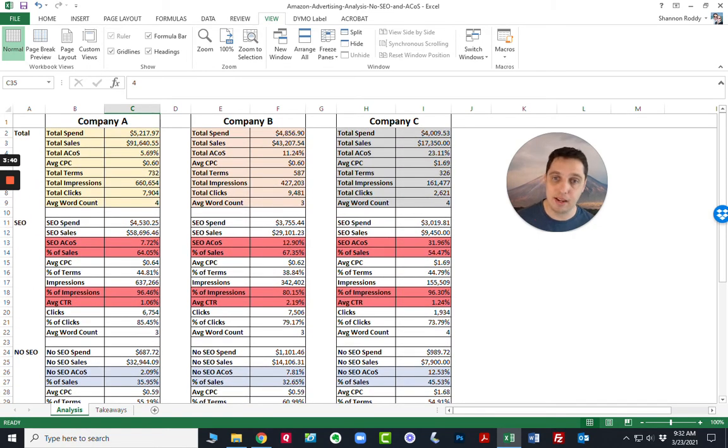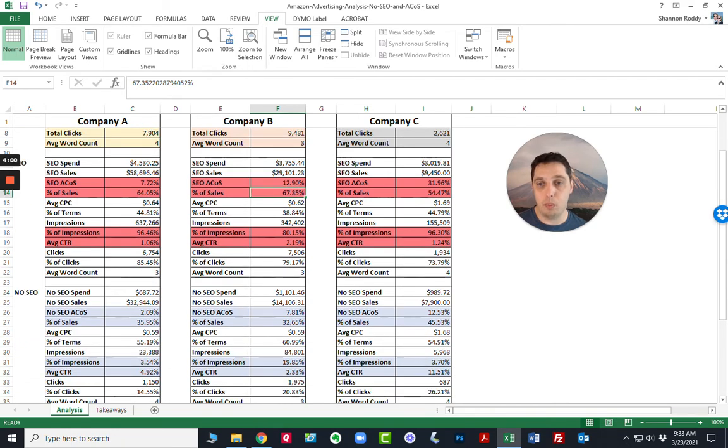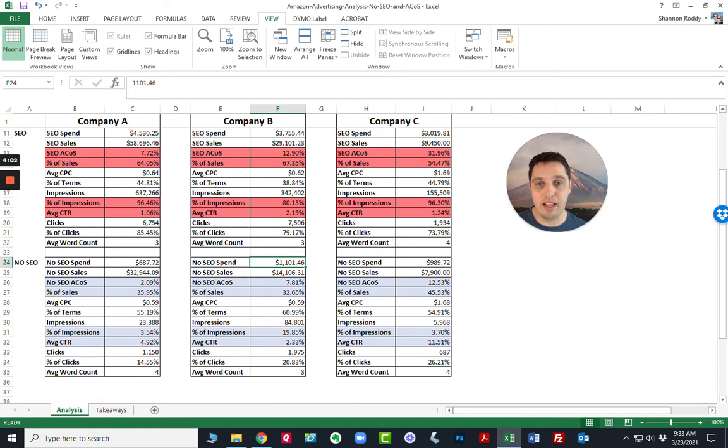But if we go to this next account, again, $4,800 in spend, generating $43,000 in sales at an 11% ACoS. Again, the SEO spend constitutes a majority of that and generated 67% of sales, at a good ACoS of 12.9% for converting terms. When we go down to the no SEO spend, we spent $1,100, generating $14,000 at a 7.8% ACoS, and it generated 32% of all of their advertised sales.